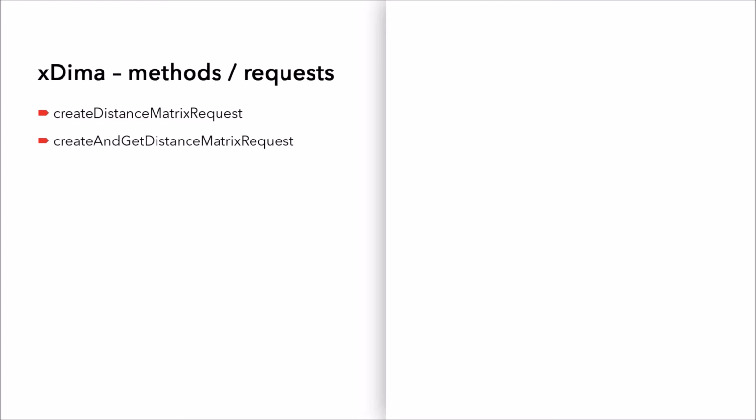The difference between them is that in the first case, you produce content on the service, and this content will be stored over there and it will be kept over there. The second method, create and get distance matrix request, has almost the same signature as the first one. The difference is that with this method, you can already consume the results on client side, but it's also important to know they will be destroyed right after the request.